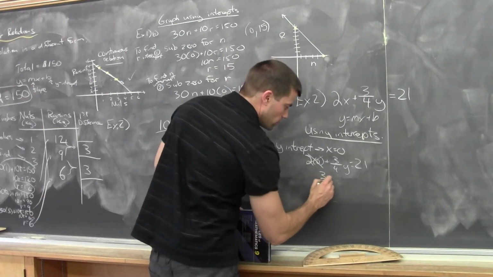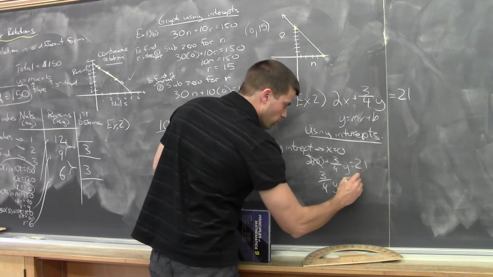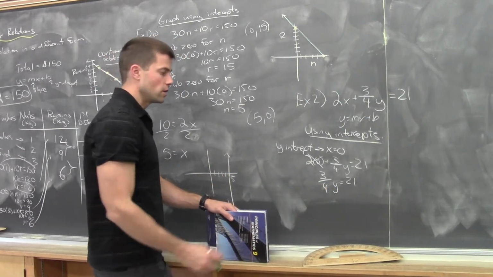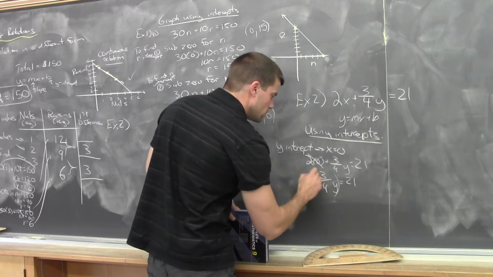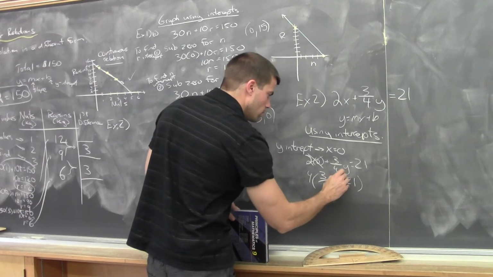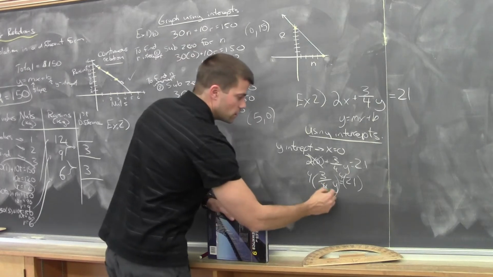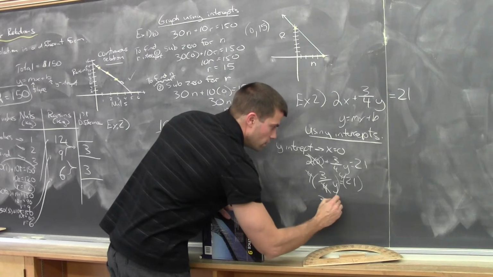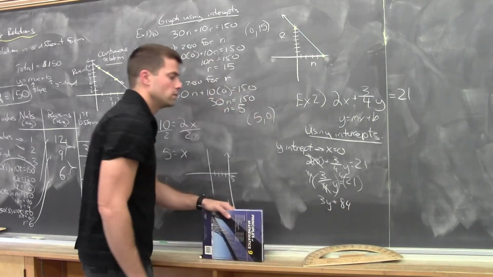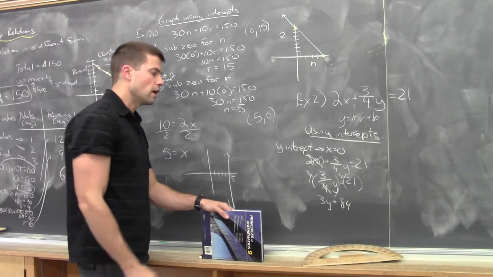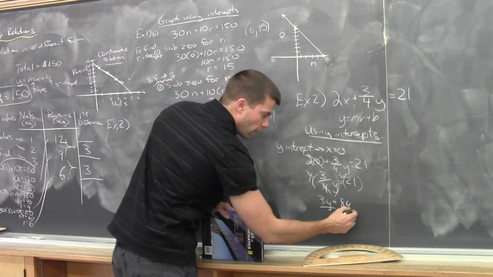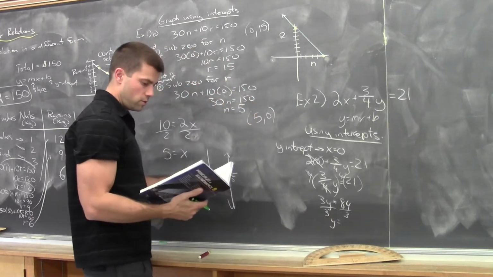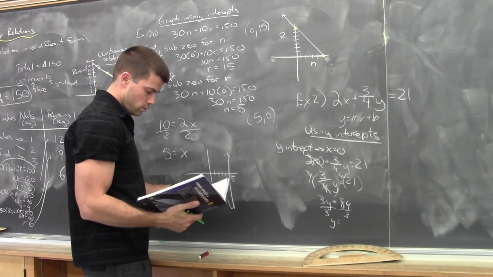Let me show you how to do this. So 3 over 4 y is equal to 21. I want to find y by itself. I want to isolate y. In order to do that, I have to times both sides by 4. That allows me to cross this 4 out. So I end up with 3y is equal to 84. Now I want to get y by itself, so I divide both sides by 3. So I end up with y is equal to 28.